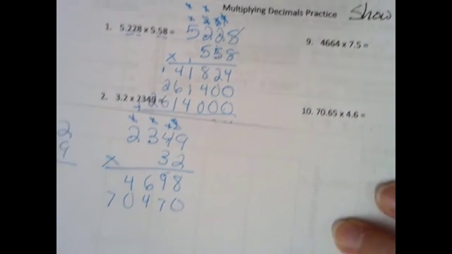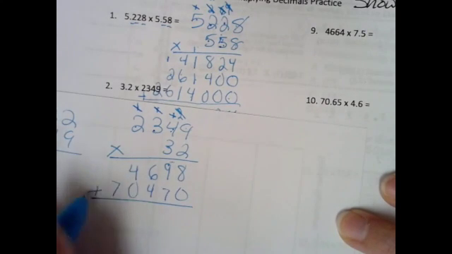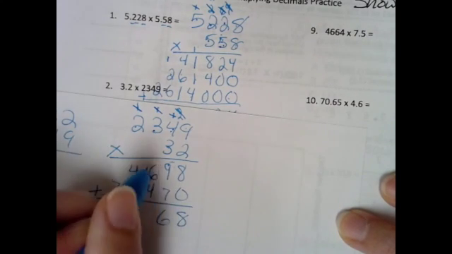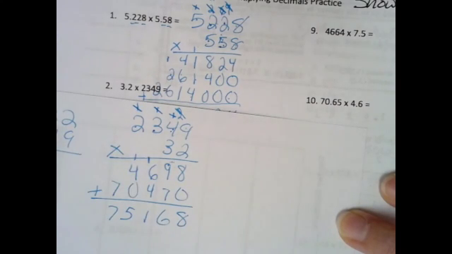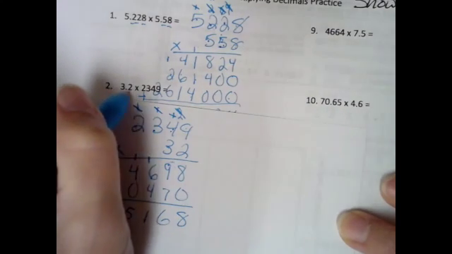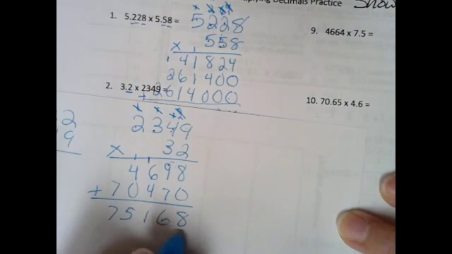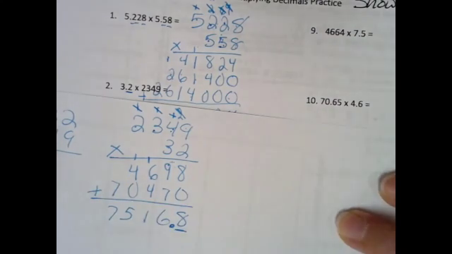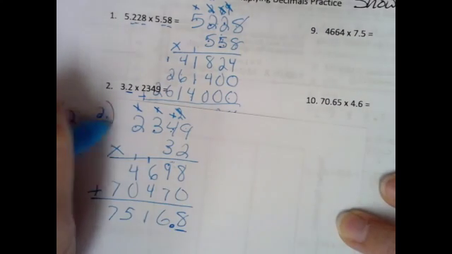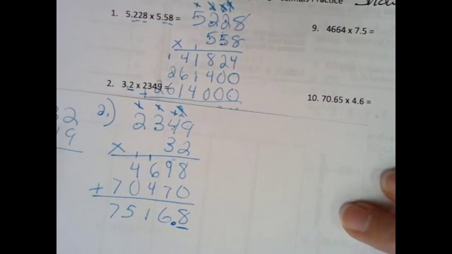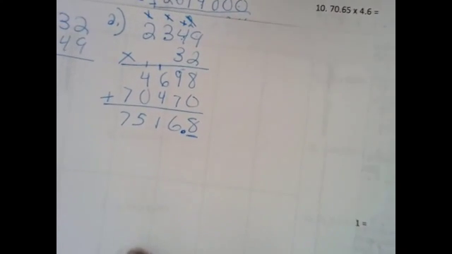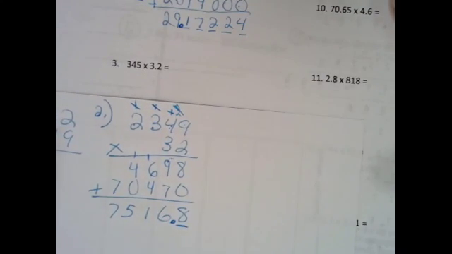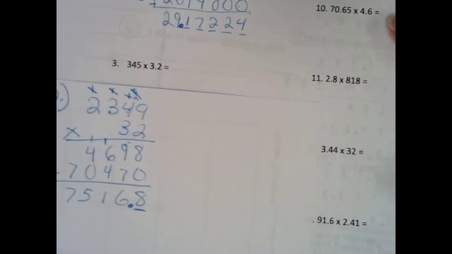We're going to add our partial products. 8, 16, 11, 5, 7. We are not done. We go back and we count our decimal places. We have 1 decimal place, so we have 1 decimal place. This was number 2, because we always label our scratch work. Alright, going on to number 3.